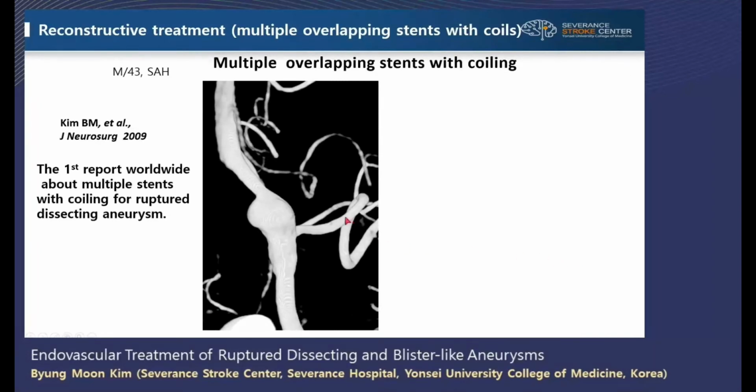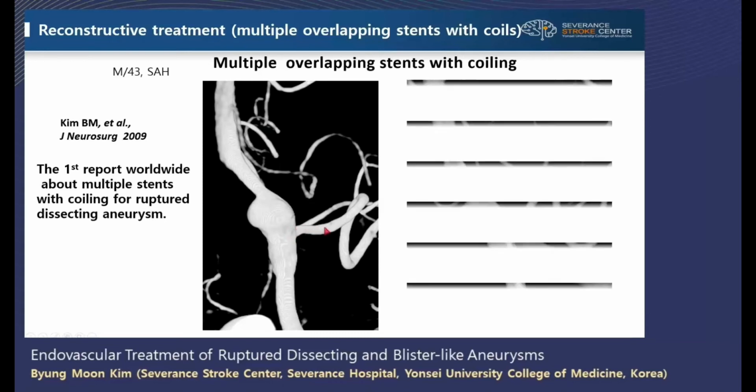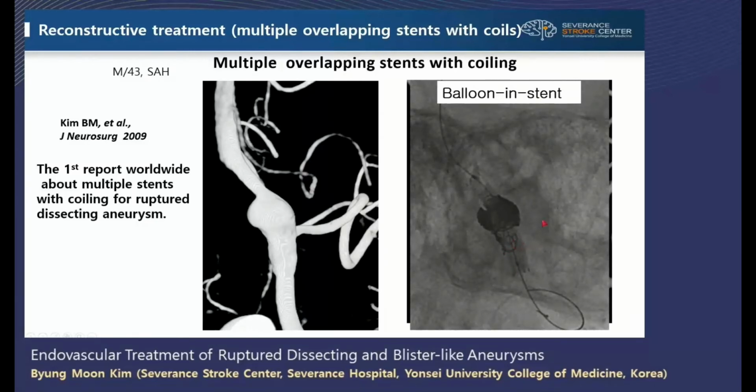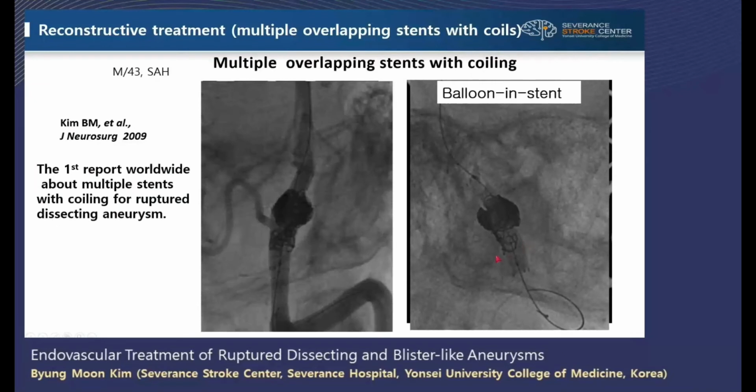This is another example. This case was treated with multiple overlapping stents with coiling. This is a ruptured dissecting aneurysm. The PICA origin is involved here. This is the jailed catheter. This is the first stent. Coiling is performed with the balloon and stent technique like this, with saving the PICA origin.